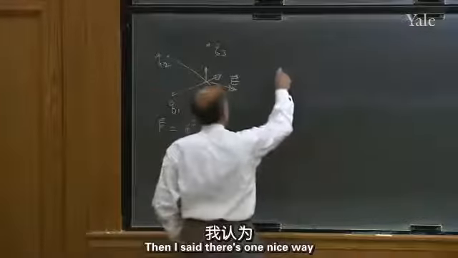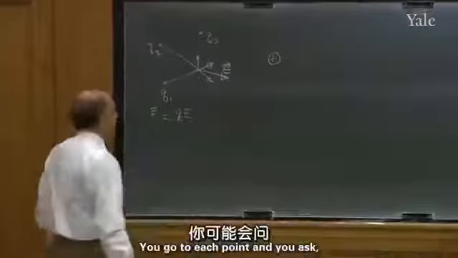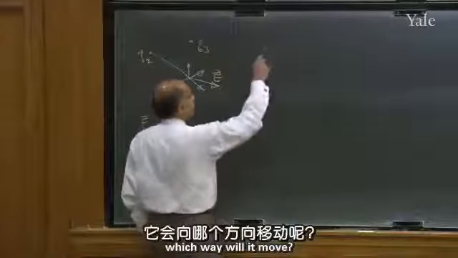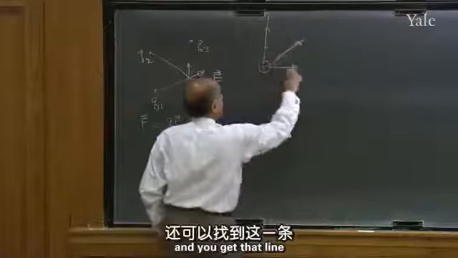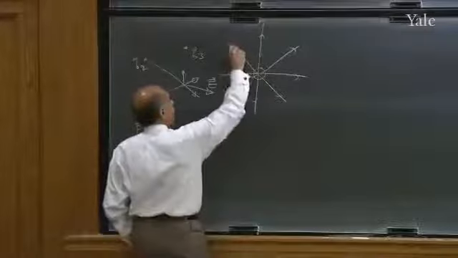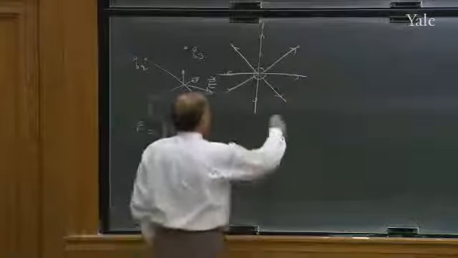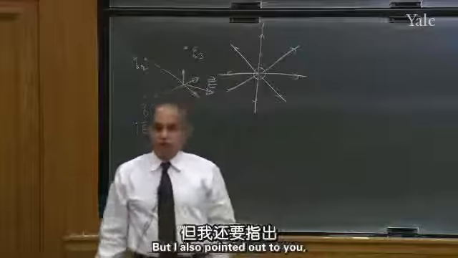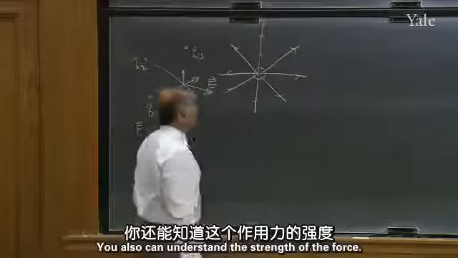Then I said that's one nice way to visualize the electric field, which is to draw the field lines. You go to each point, and you ask, if I put a charge here, a positive test charge, which way will it move? Then you follow that thing as it moves, and you get that line, and you get that line, and you get that line. You can draw these lines. The lines give you one piece of information which is very obvious, namely, if you're here, the force is along that line. But I also pointed out to you, you get more than just the direction of the force. You also can understand the strength of the force.